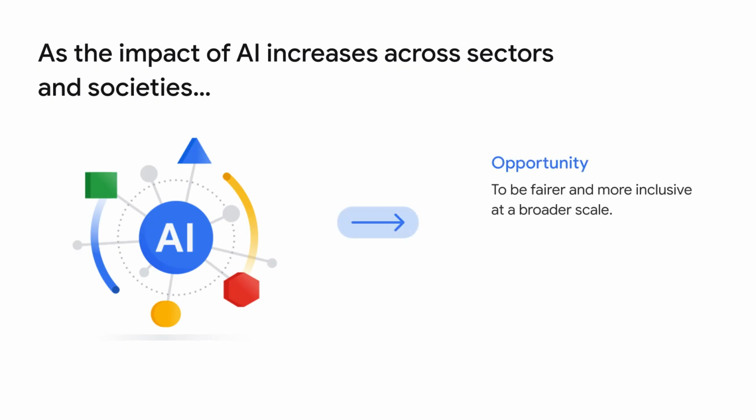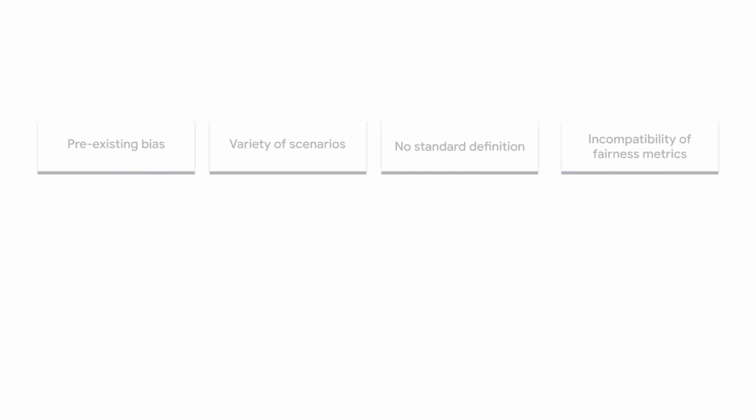So what is the opportunity that exists? AI systems have the potential to be fairer and more inclusive at a broader scale than decision-making processes based on ad hoc rules or human judgments. And the risk that exists: unfairness in such systems can also have a negative wide-scale impact. In all this, AI fairness is actually a difficult task to achieve.